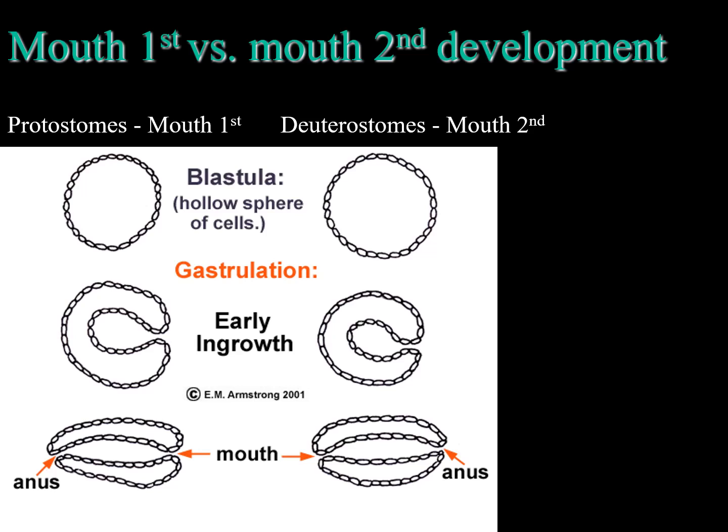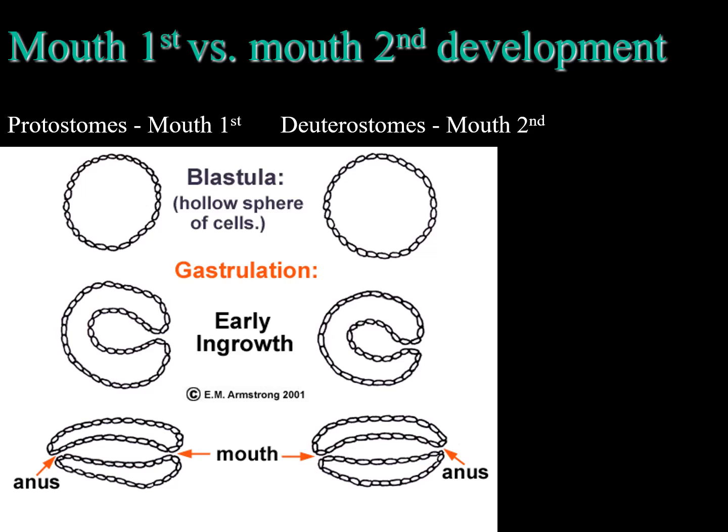That pocket is going to become the gut of the animal. And when that pocket reaches the cells in the back of the ball of cells, that's when it forms the tube, and that's going to happen in either case. It doesn't matter whether you're talking about the right hand column or the left hand column. Once it does that, now you've got the basic structure of a eucoelomate animal. You've got a mouth at one end, a digestive tract going through the middle, and then an anus at the other end.